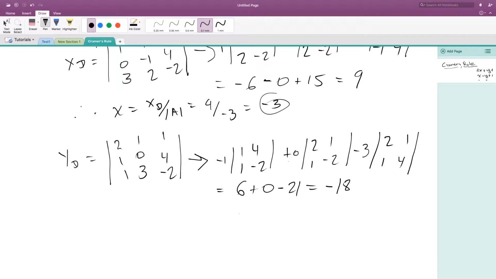Okay, so therefore y is, sorry, here I made a mistake. 6 minus 21 is actually -15, it's not 18. So I should correct that. So -15 divided by the determinant of the coefficient matrix, which is -3, becomes +5. So that's 5. Okay.